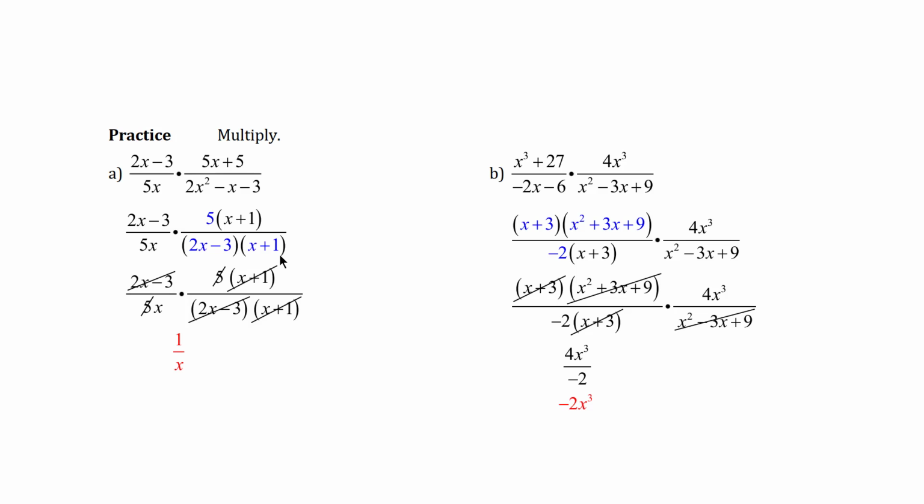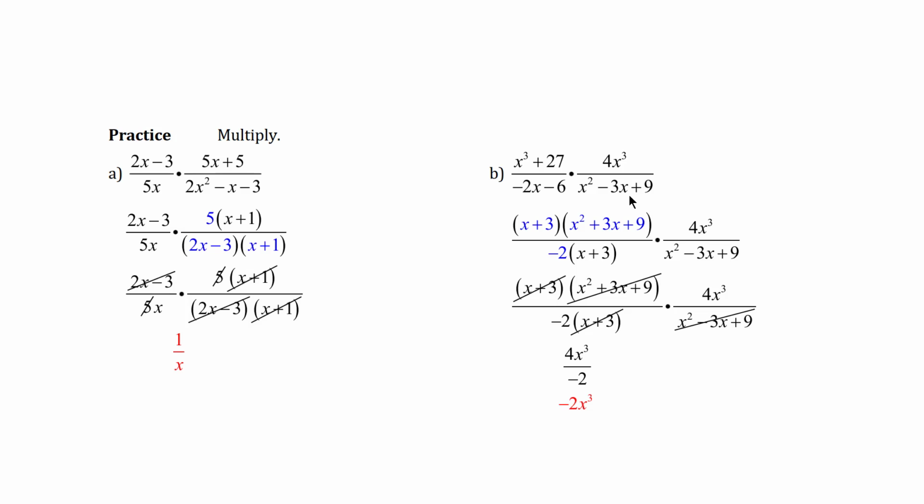From here we cancel out all of our common factors, which is the 2x minus 3, the 5, and also the x plus 1. The final result is 1 over x. Moving on to part B, we're going to factor x cubed plus 27 as a sum of cubes. We could also factor a common factor of negative 2 from the negative 2x minus 6, and then the x squared minus 3x plus 9 is not factorable.